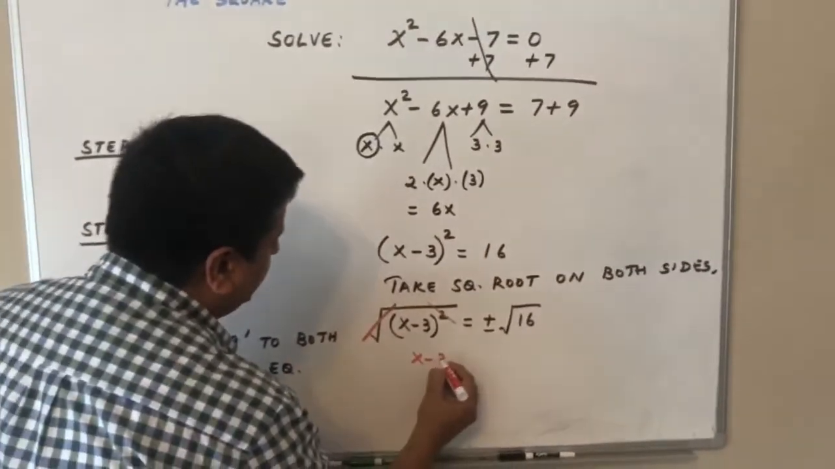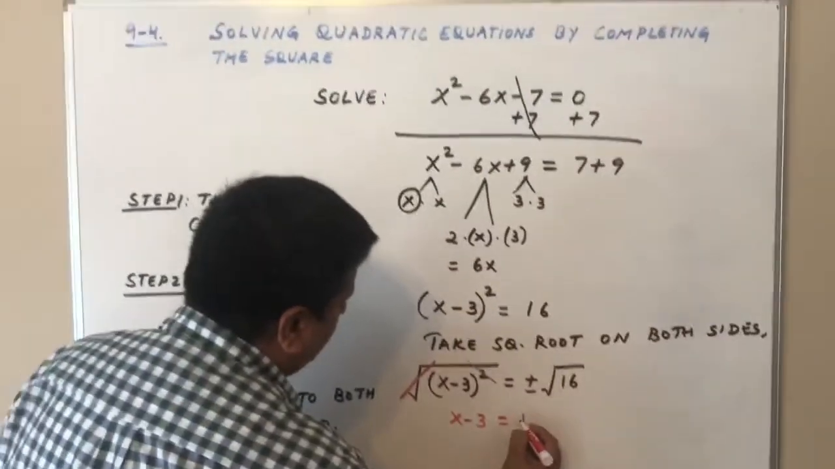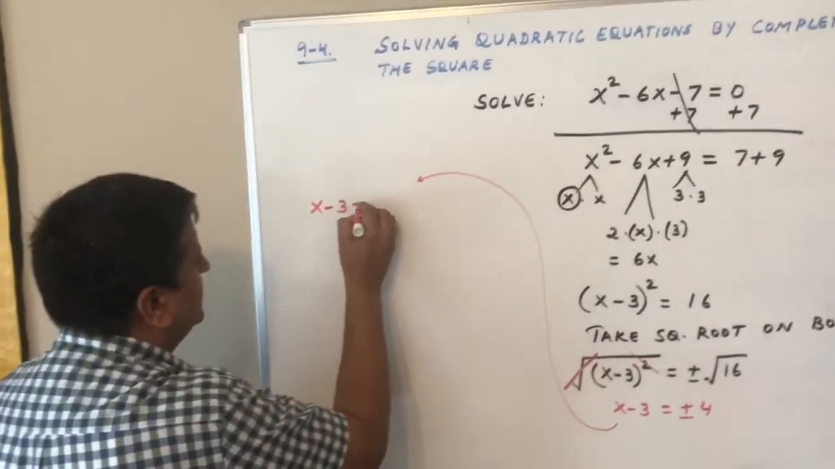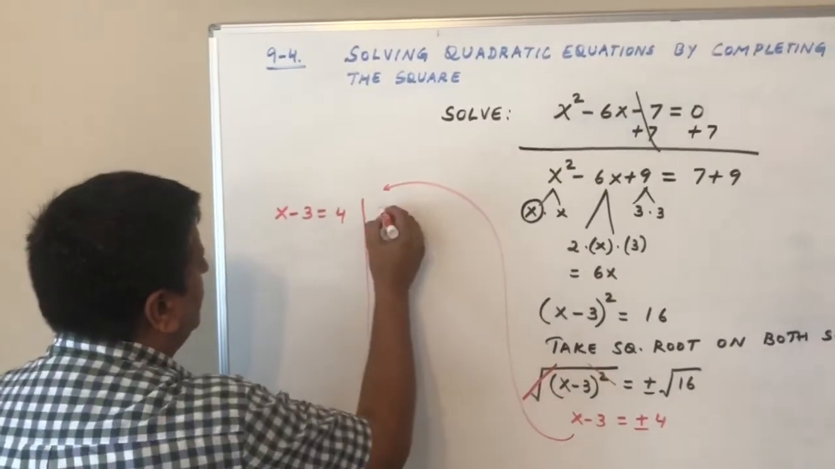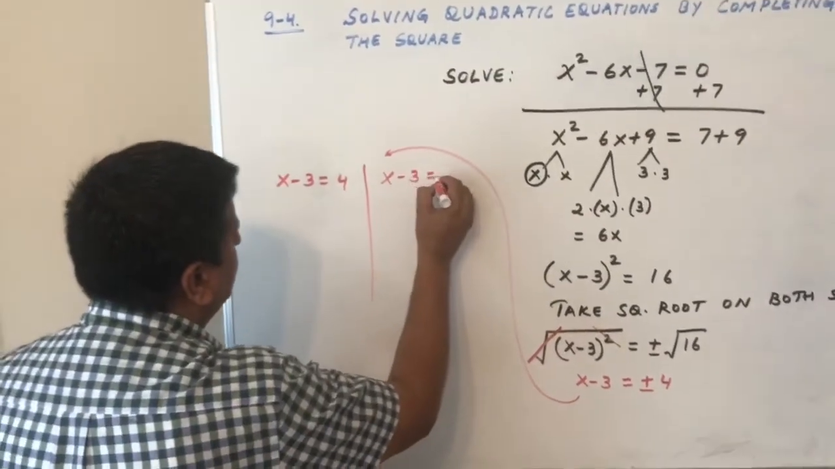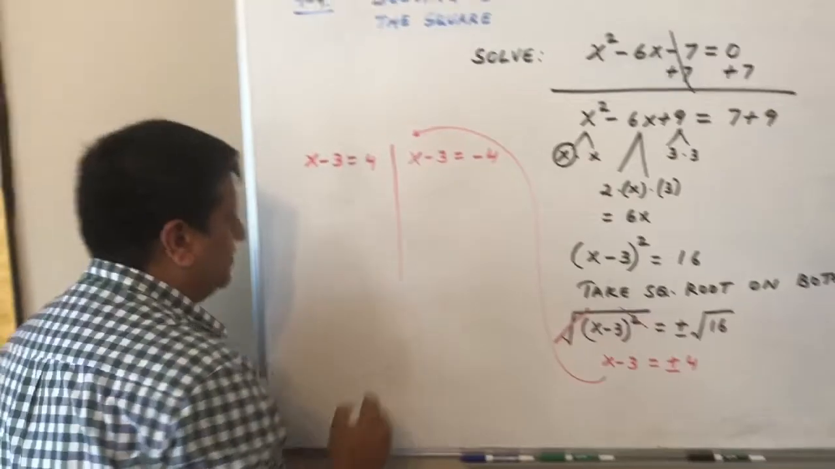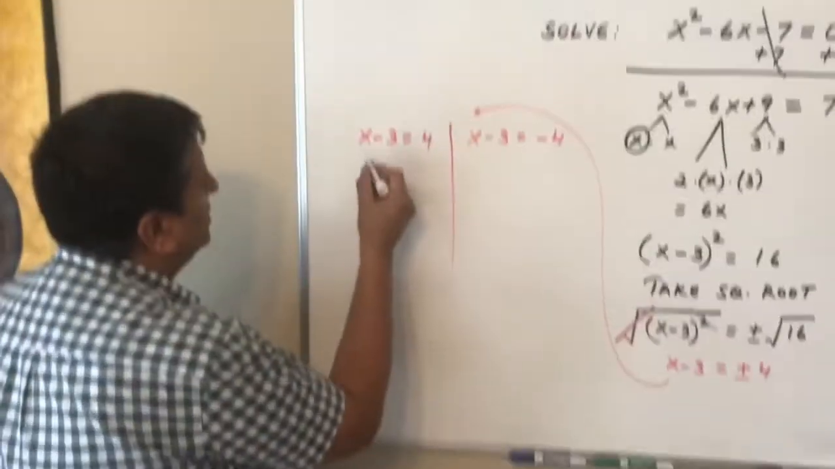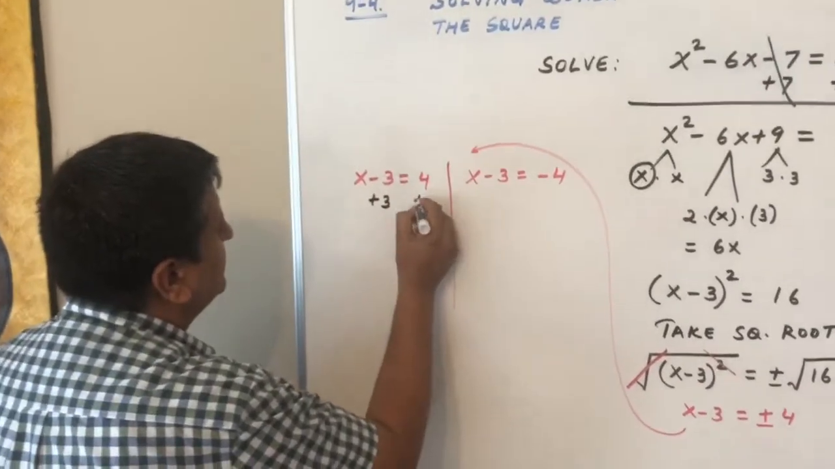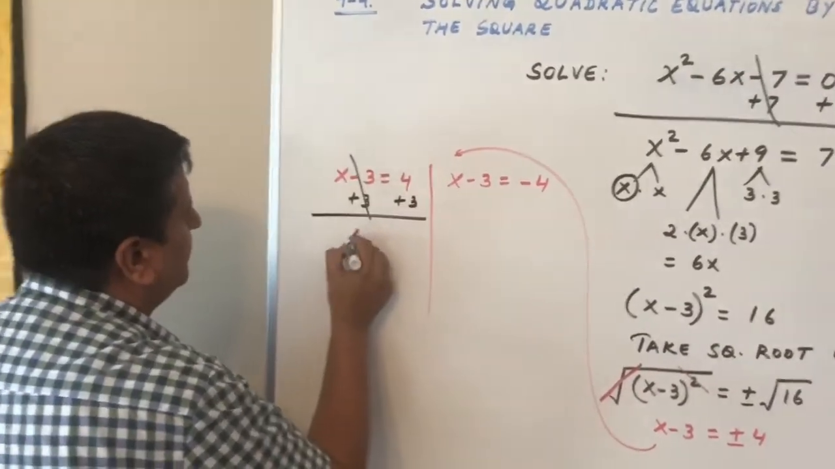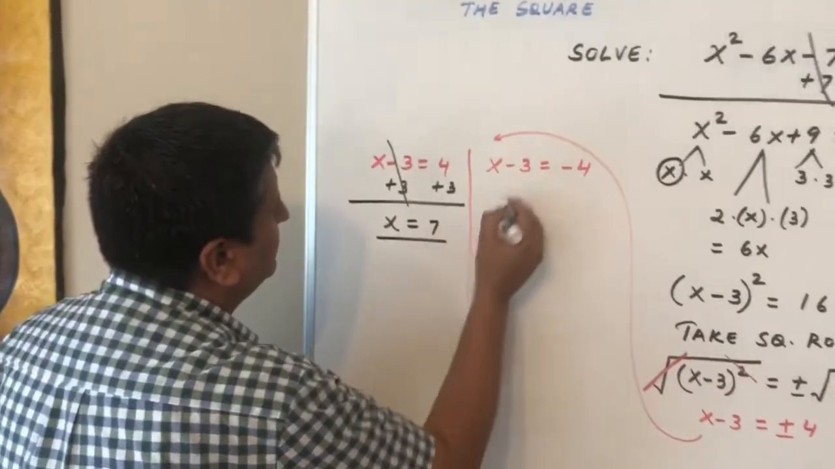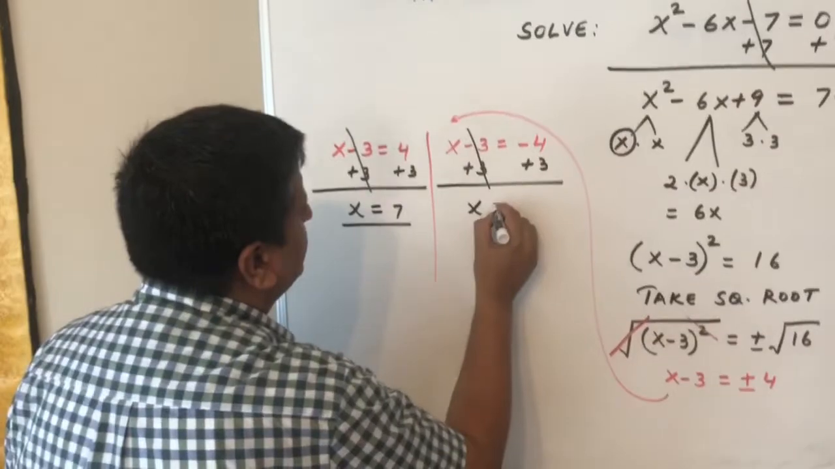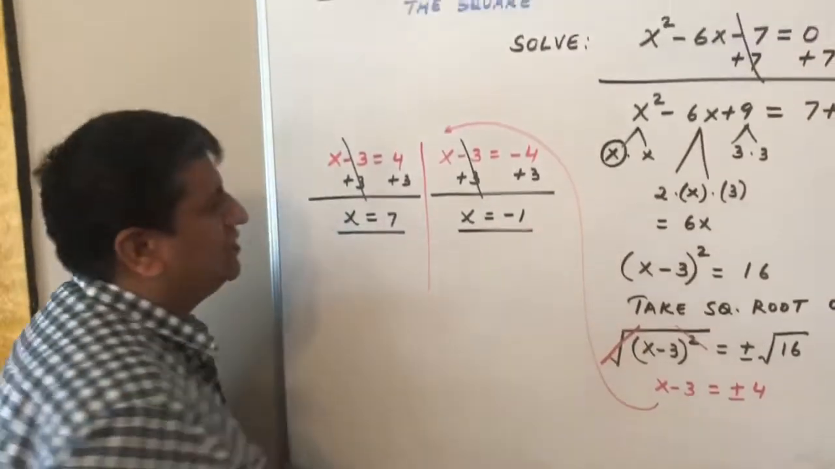So x minus 3 equals either plus 4 or minus 4. I will say x minus 3 is either 4 or x minus 3 is negative 4. So we're going to solve these two equations and get the answer. You're going to add 3 on both sides. X is 7. Add 3 on both sides. X is negative 1.